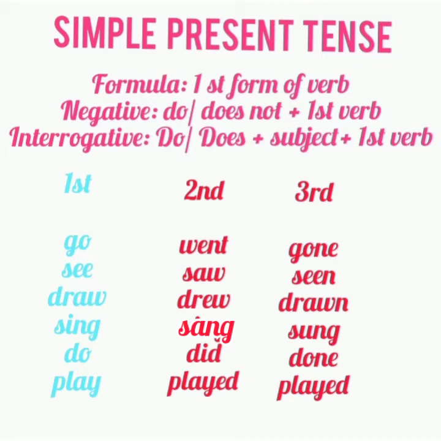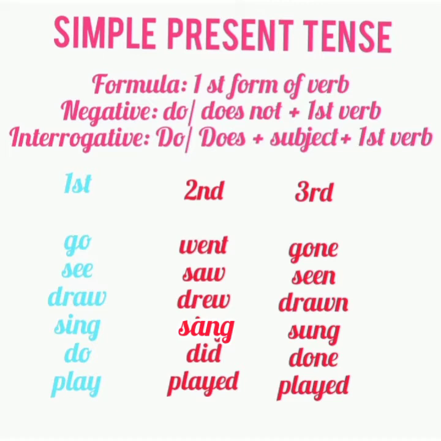The formula of simple present tense is: subject plus first form of the verb. Negative: do or does not, plus first form of the verb. Interrogative, that is question form: Do or does. Here I'm using capital letter because do or does will come in the beginning of the sentence. Plus subject. Subject stands for noun or pronoun. Plus first form of the verb.